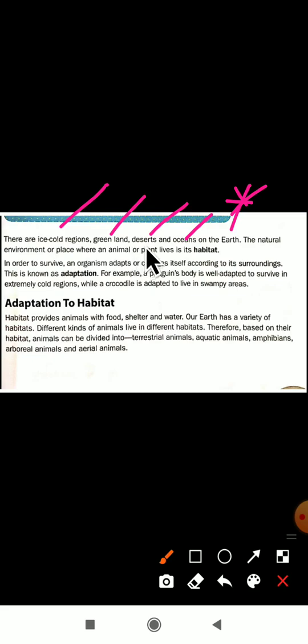Deserts, you know very well about the deserts. Deserts are nothing but the marubhumi. The land will be covered with sand, and this area will be very dry, and this area receives very less rainfall.